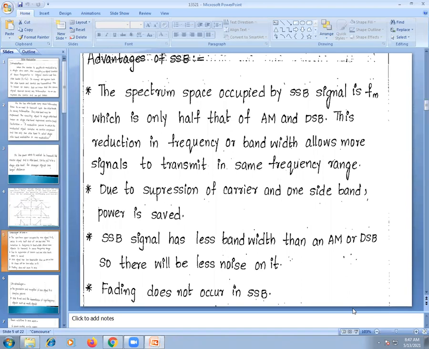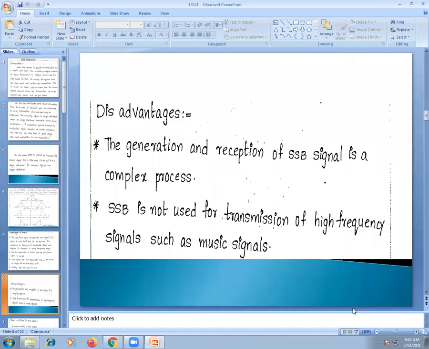The spectrum space is utilized more and power is saved, and also the noise is less and fading is not there. Okay, now like advantages, there are some disadvantages also.